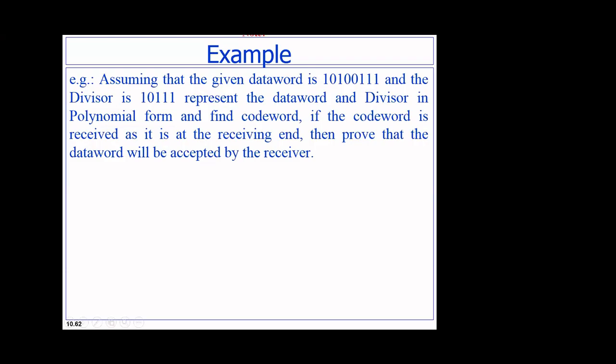The example reads: assuming that the given data word is 1010011 and the divisor is 10111. What you have been asked is to represent the data word and the divisor in polynomial form, and find the code word in polynomial form. And if the code word is received as it is at the receiving end in polynomial form, then prove that the data word will be accepted by the receiver.